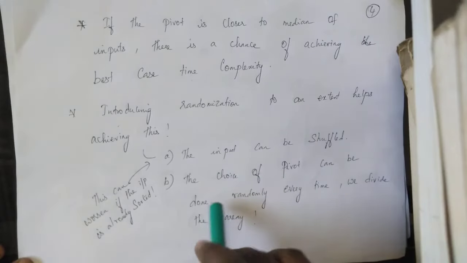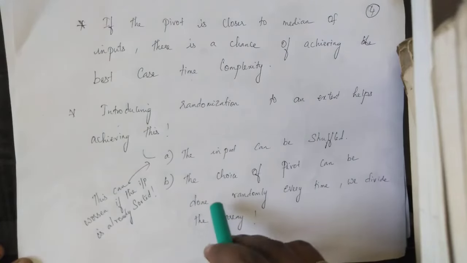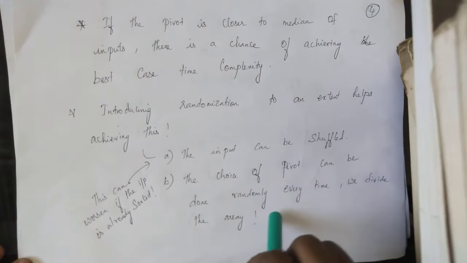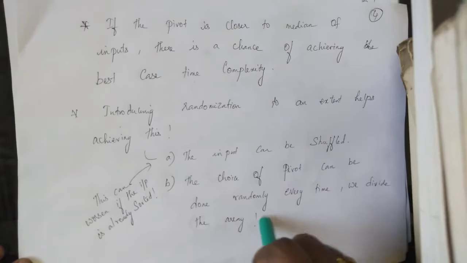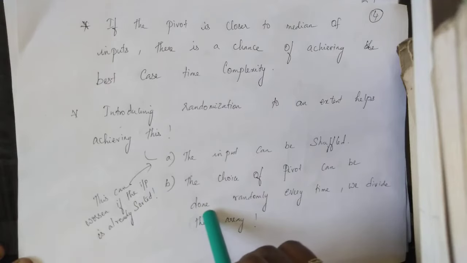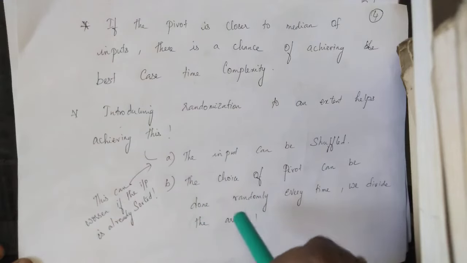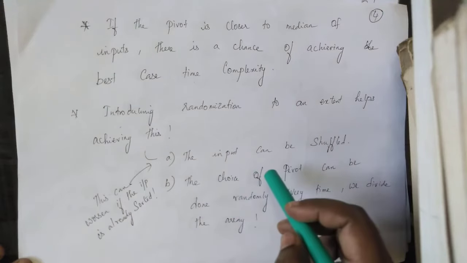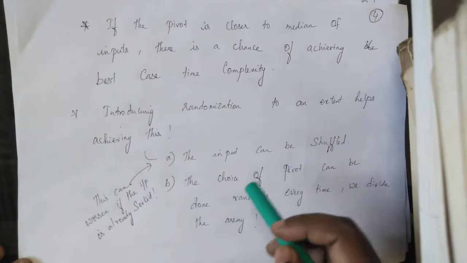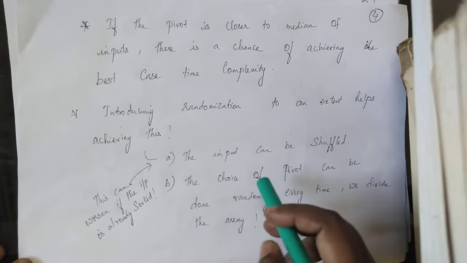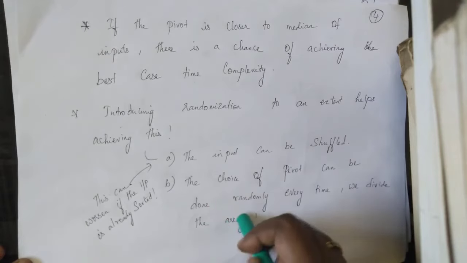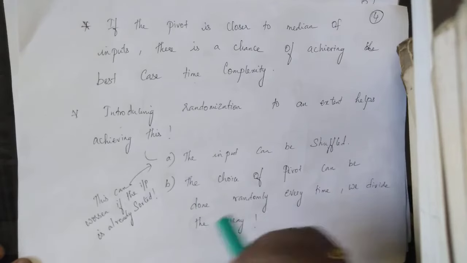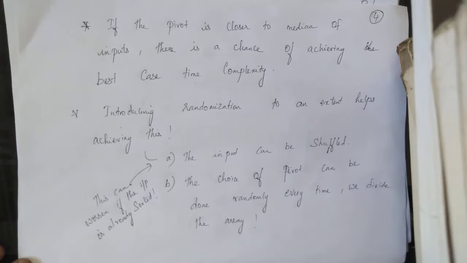The second possibility of introducing randomness is the choice of pivot. Every time, we need not always pick the last element or the first element as the pivot. Every time we divide the array into two, we can make a random choice. When the pivot is picked randomly, the intuition is that it achieves a better time complexity. That's what we are going to see today.